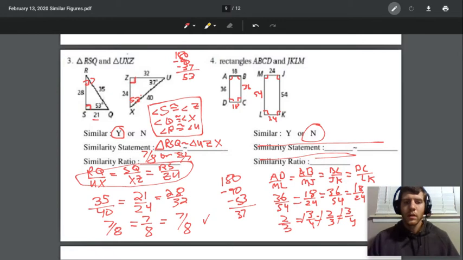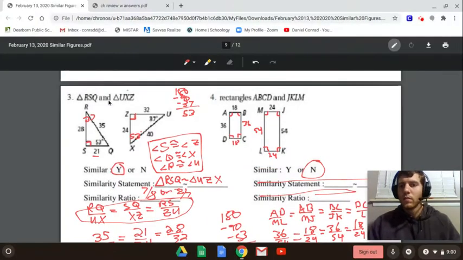Okay, so that's 1, 2, 3, and 4. You want to see if the angles are congruent and if the sides are proportional. And if they are, then they're similar. And then you write a similarity statement and give the ratio. If the sides are not all proportional, or the corresponding angles are not all congruent, then we're going to have to say no, the triangles are not similar.